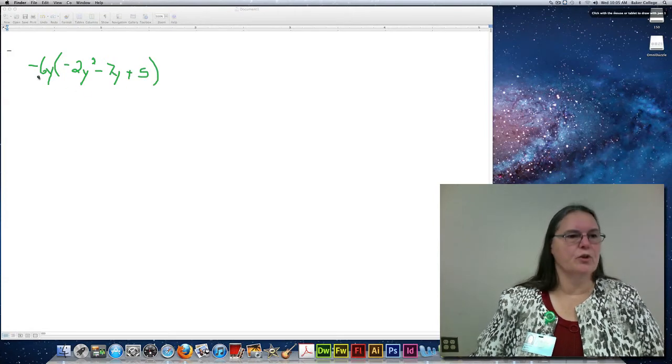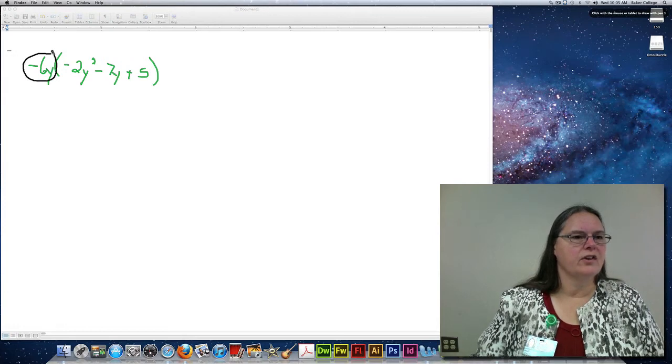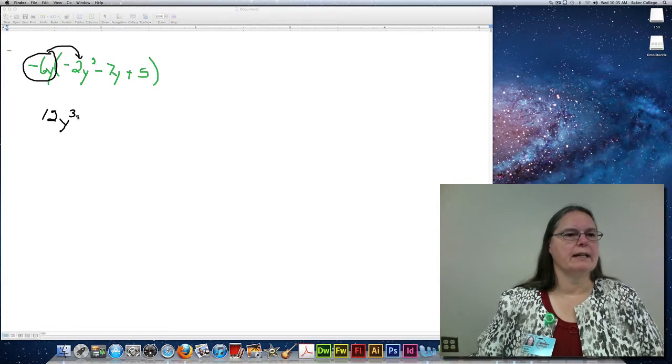We're going to distribute this piece into each one. So our first step here, the opposite of 6y times the opposite of 2y squared. Opposite times opposite is positive, so 6 times 2 is 12. And how many y's do I have? I have 2 here, and I have 1 here, so this makes it cubed when we multiply it.